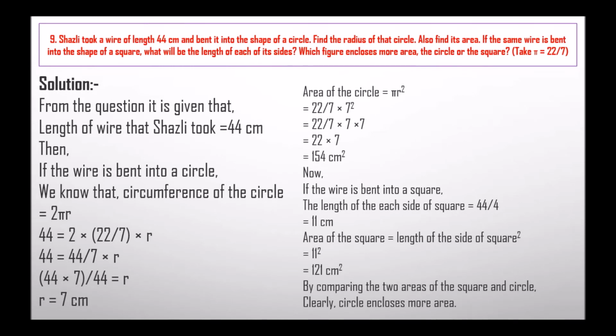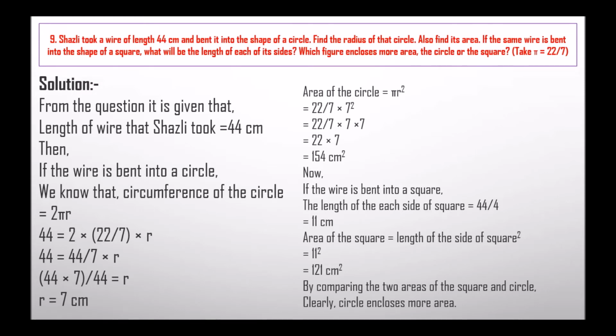Ninth question. Sazil took a wire of length 44 centimeter and bent it into the shape of a circle. Find the radius of that circle, also find its area. If the same wire is bent into the shape of a square, what will be the length of each of its sides? Which figure encloses more area, the circle or the square? Take pi equals 22 upon 7.